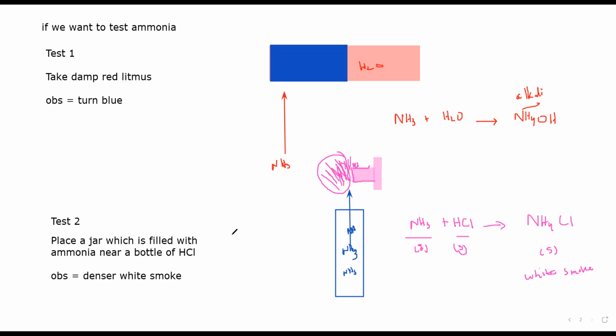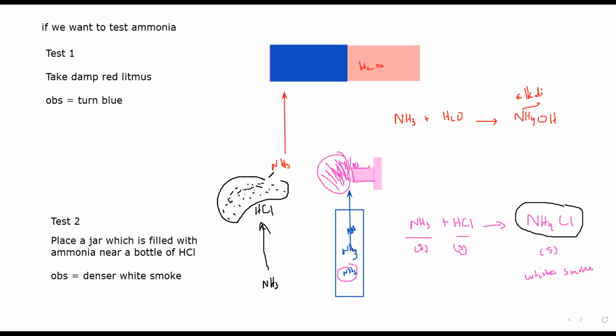In the second test, what happened? You can see a gas jar which is filled with ammonia, NH3. So this NH3, which is lighter, rises up and reacts with HCl. So when HCl reacts with ammonia, what is the product? The product is ammonium chloride, which is a solid. So when the reaction occurs, what we'll observe is a dense white smoke. Why white? Because ammonium chloride is white in color. So we'll observe a cloud or dense white smoke of ammonium chloride.